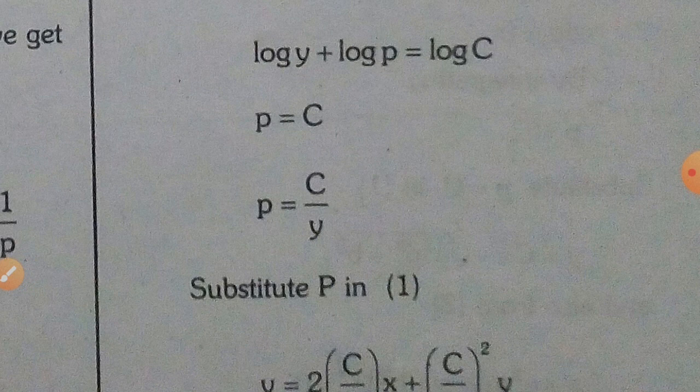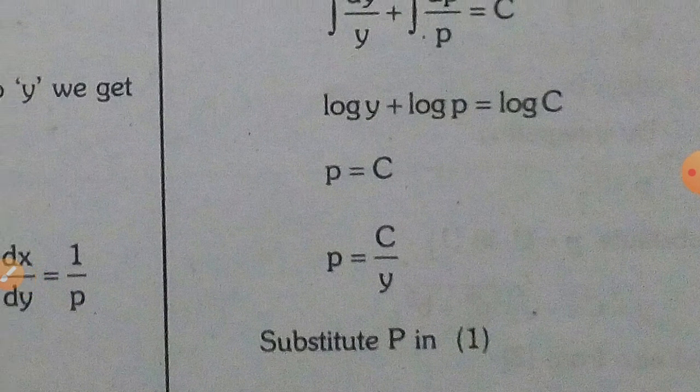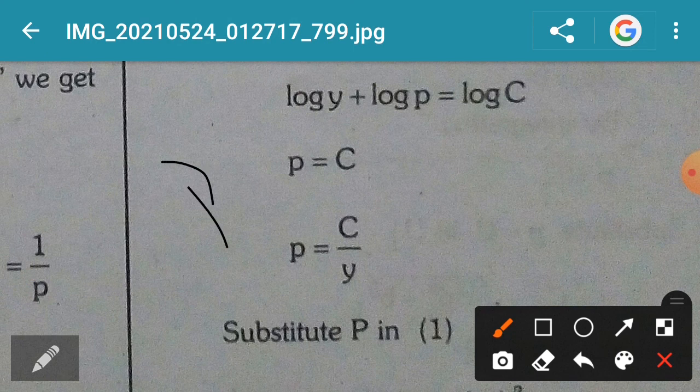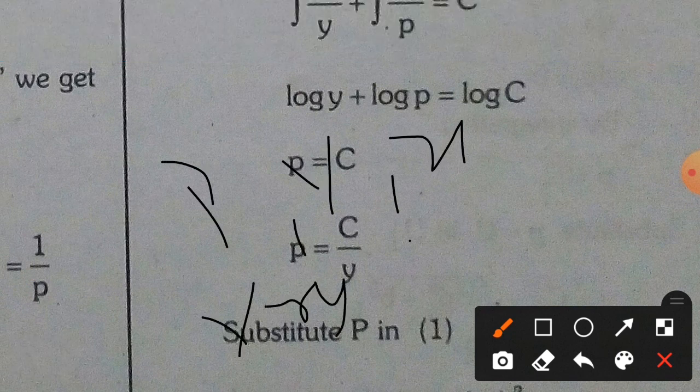introduction to differential equations, first order, first degree. In that first chapter there are six methods: solvable for p, solvable for y, solvable for x, equations that do not contain x or y, Clairaut's form, and reducible to Clairaut's form. These are the six methods in the first topic.